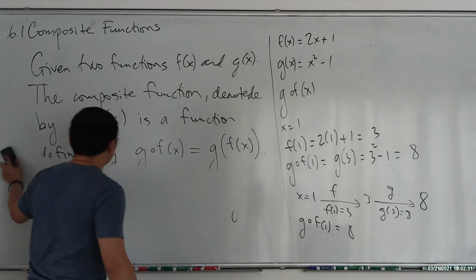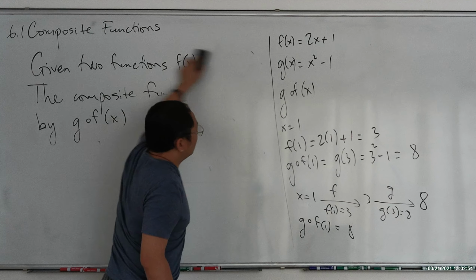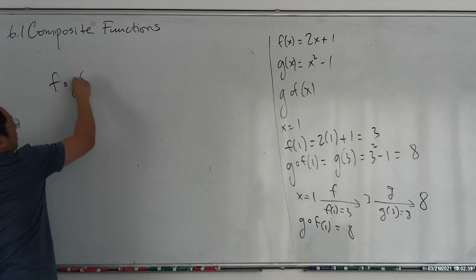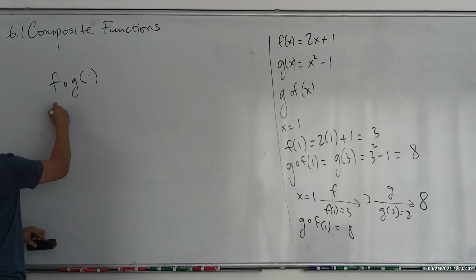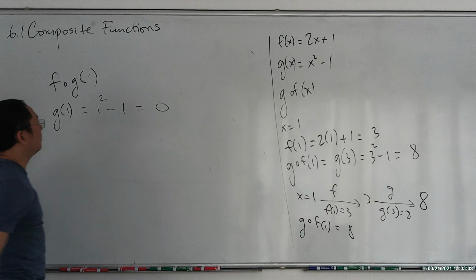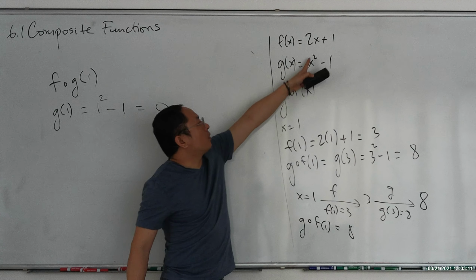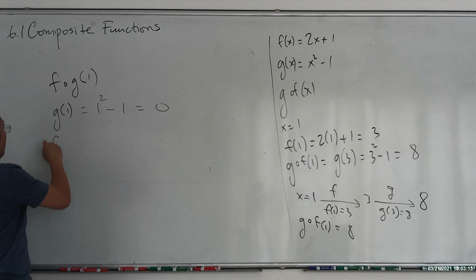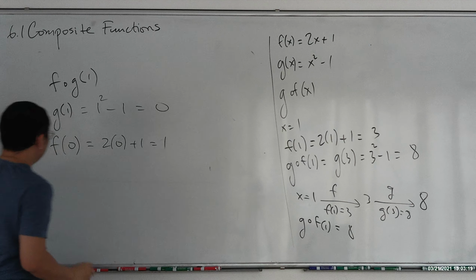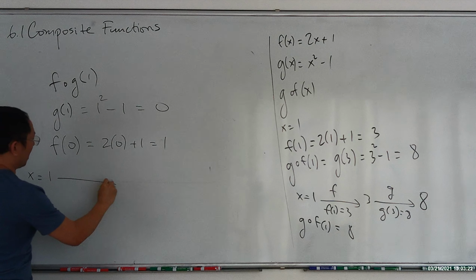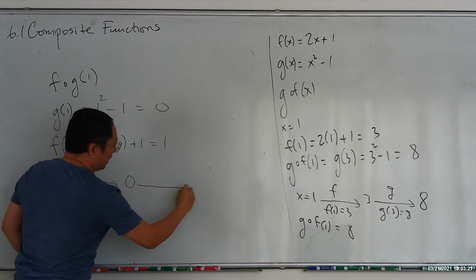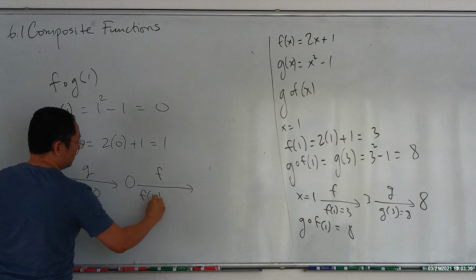Whereas, if I plug into g first, so if I want to calculate f of g of 1, first of all, I do g of 1, right? g of 1 is 1 squared minus 1, which is equal to 0. And then I calculate f of 0, which is 2 times 0 plus 1, which is equal to 1. So x equal to 1. First of all, I plug into g. I got g of 1 is equal to 0. And now I use 0 as the input plug into f. I got f of 0 is equal to 1.